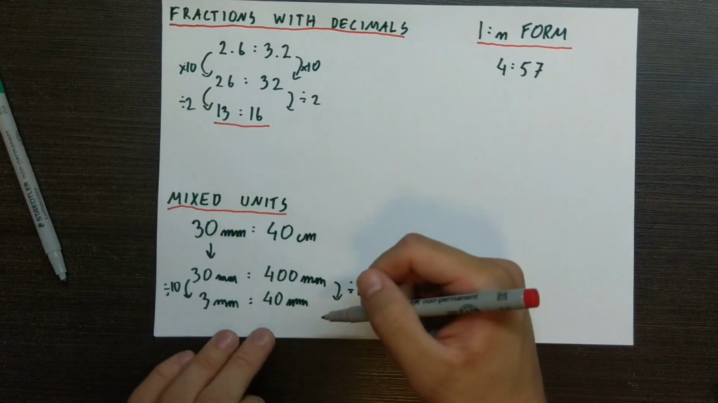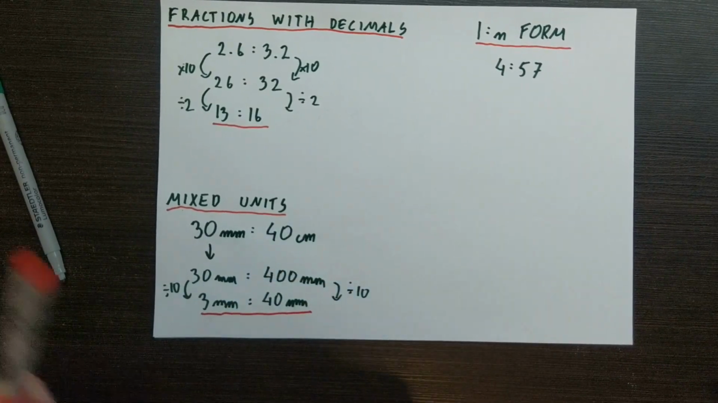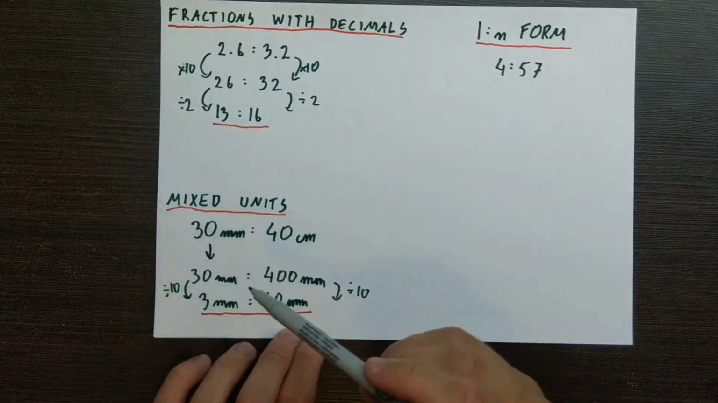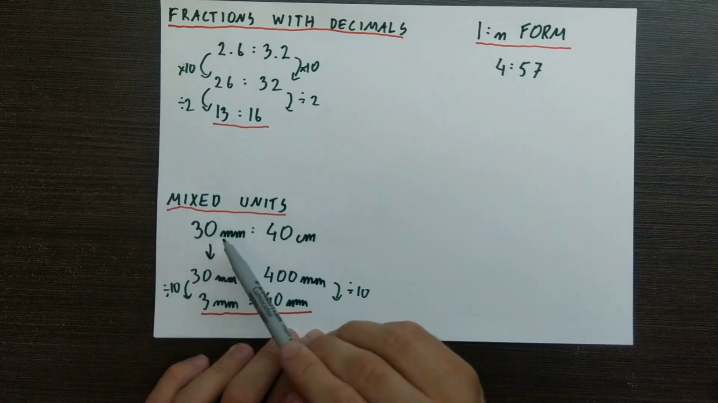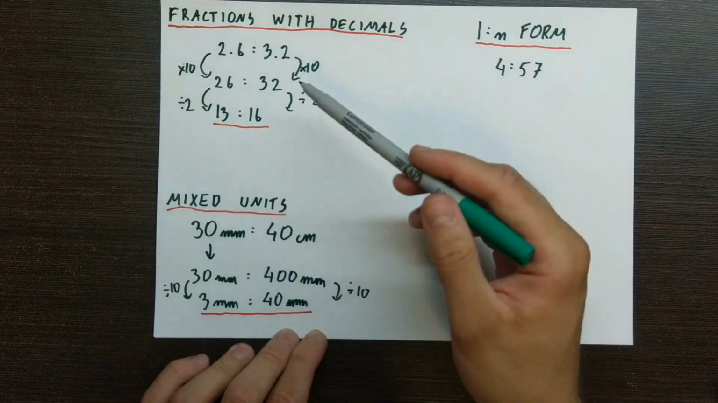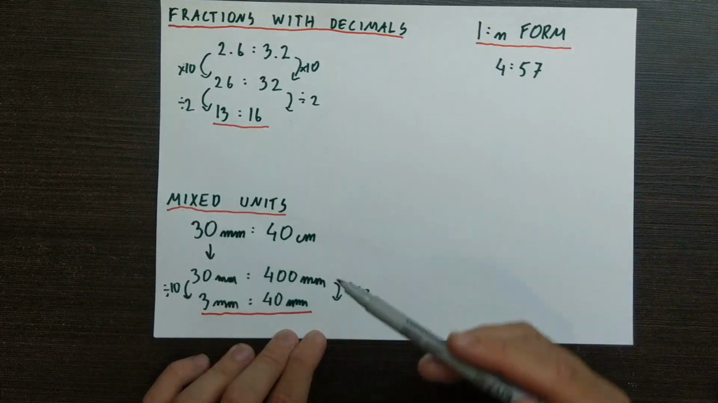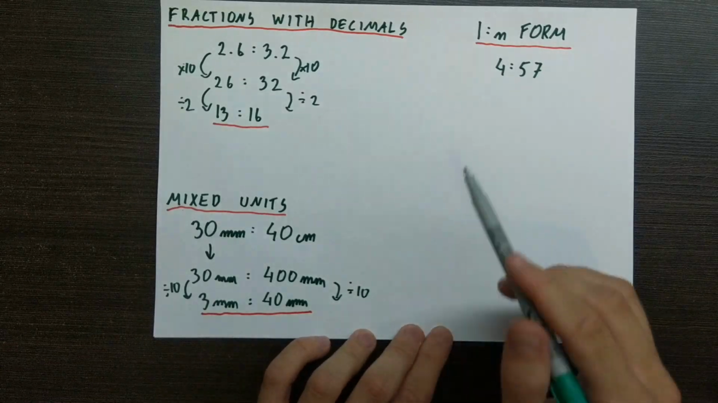So whenever you're dealing with mixed units, always remember to convert everything to the smallest unit, unless you're confident that you can pull off the larger units. But if you get decimals in ratios, then it just gets awkward. It's always the easiest to just convert it to the smallest unit. Okay, so the final thing, we're almost there.